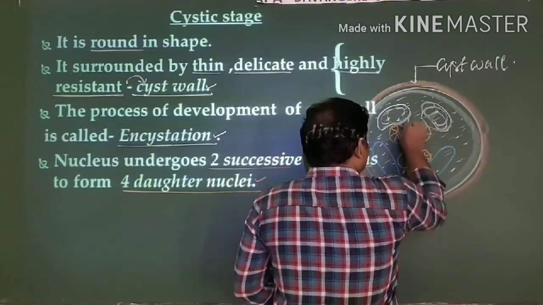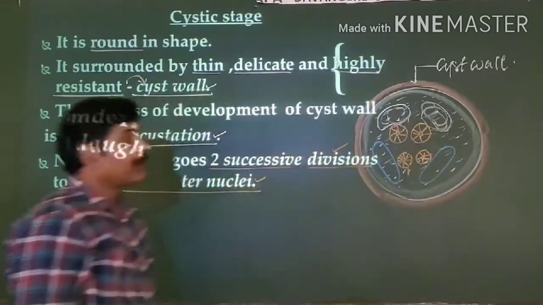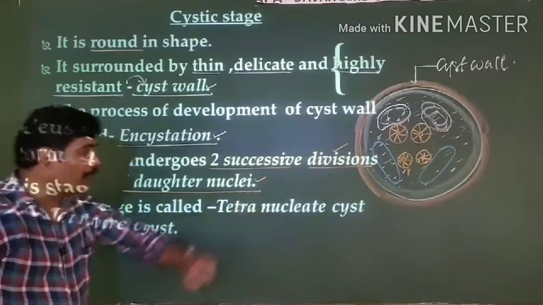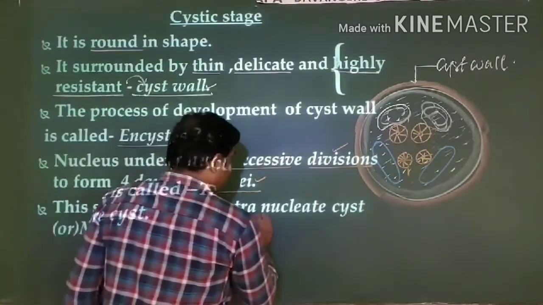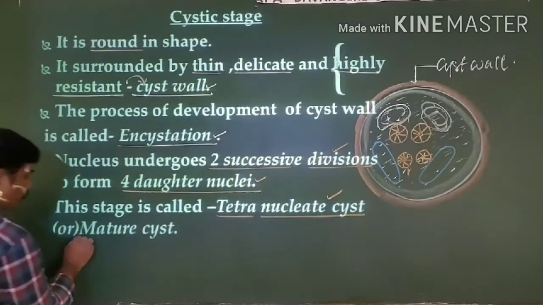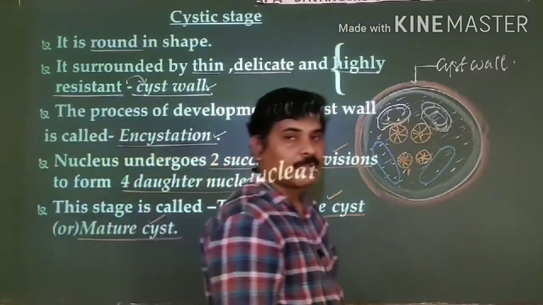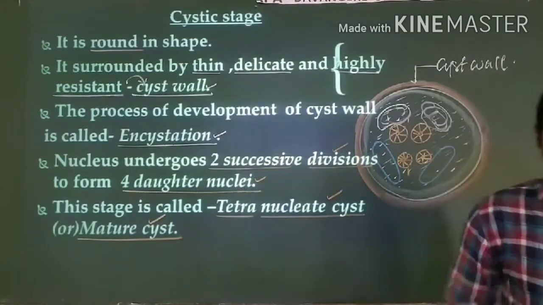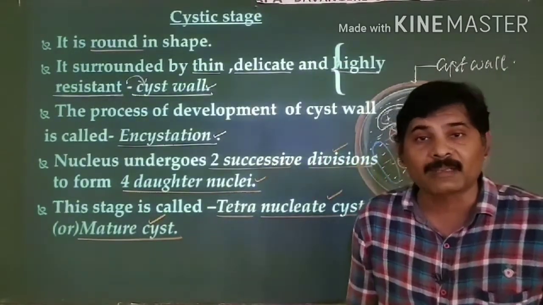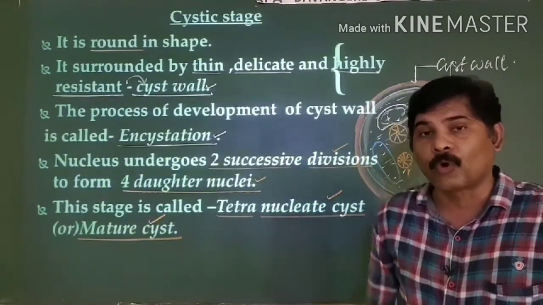This is the stage at which it comes out of the infected human being along with the fecal matter. Along with the fecal matter, this is the stage at which it comes out. So we call it a tetranucleate cyst. It has another name also, a mature cyst. A matured cyst it is. Here the point is, as I said just now, this is the stage at which it comes out of the human body along with the fecal matter. And this is the stage at which it enters into the other host body.